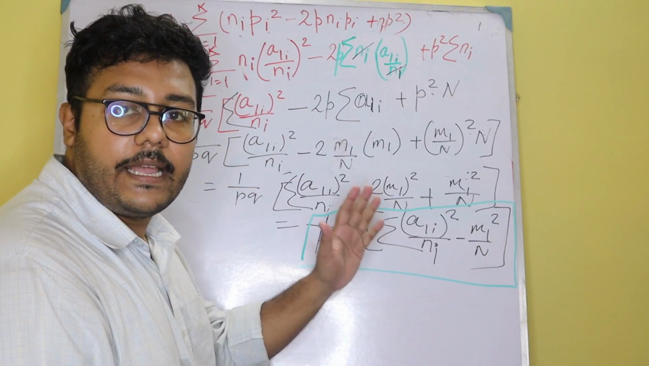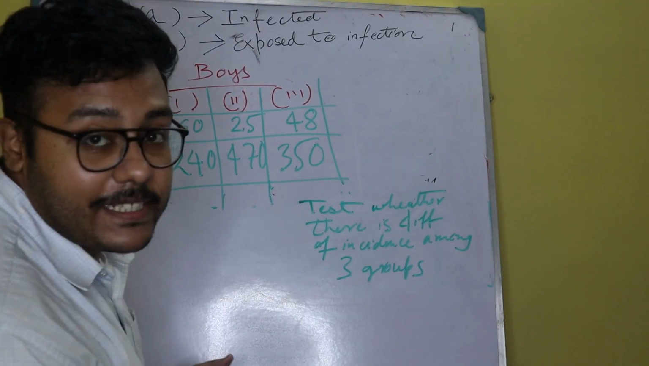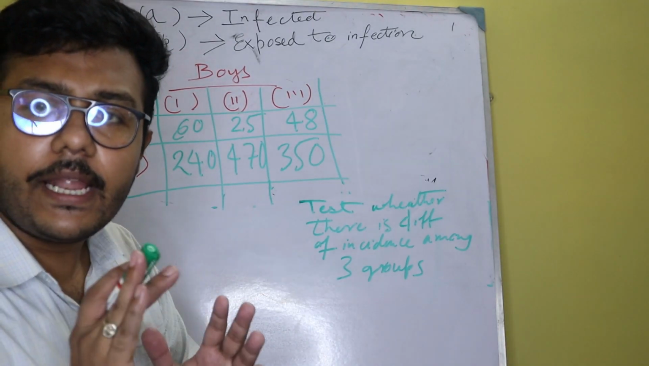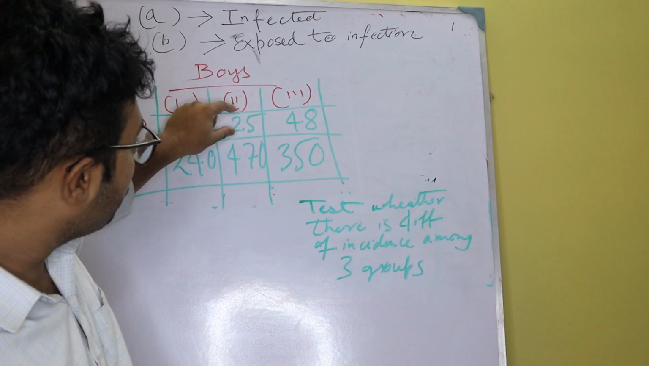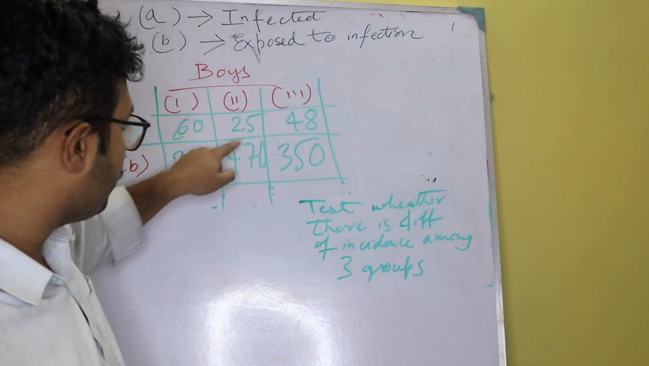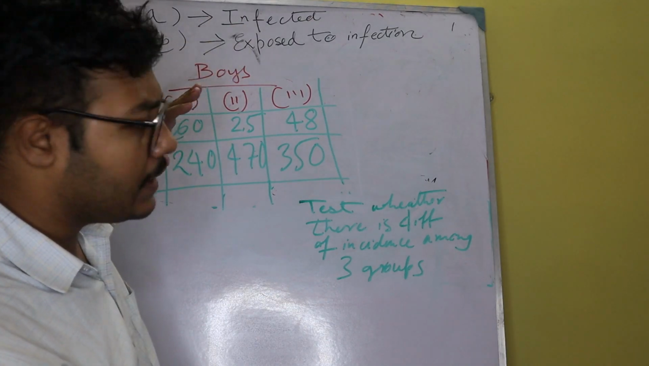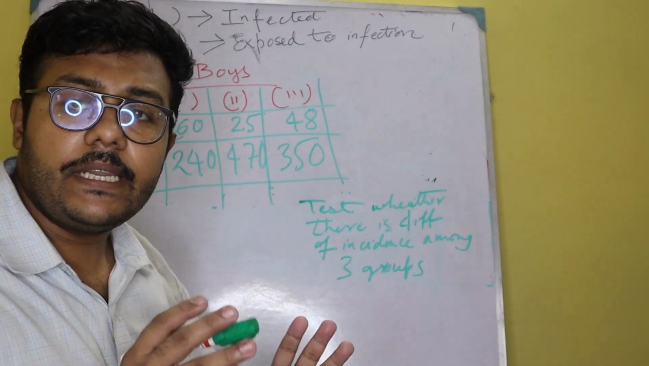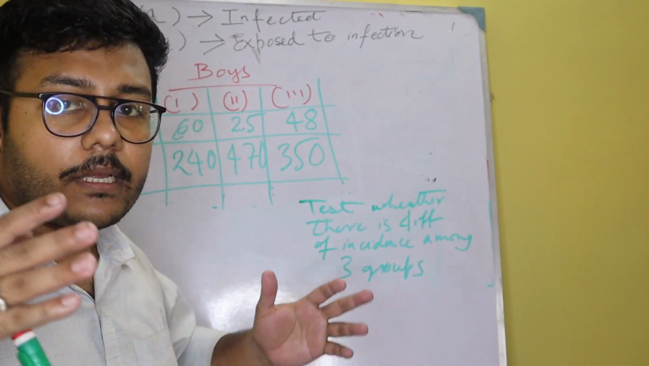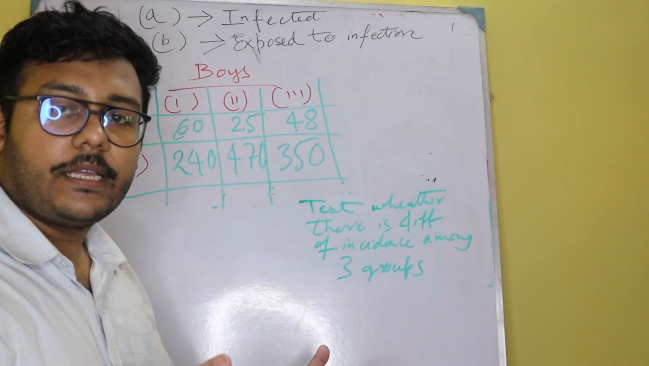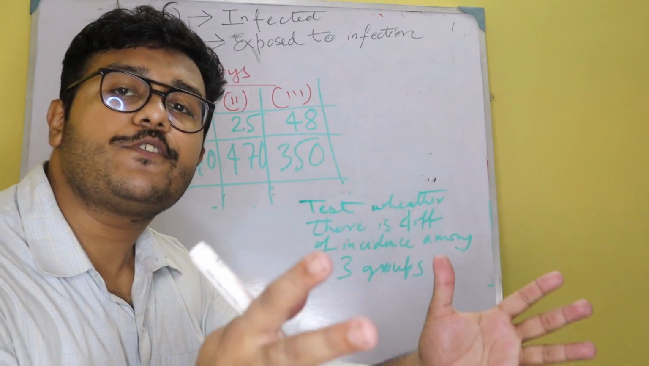Right? This is the actual proof. Now see friends, here I have written down an example. It shows that A denotes the boys who are infected, and B denotes the total number of boys who are exposed to this, like people who have already faced COVID, who are already infected by COVID, and people who are exposed to COVID.